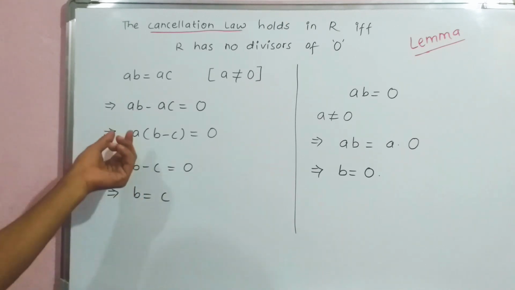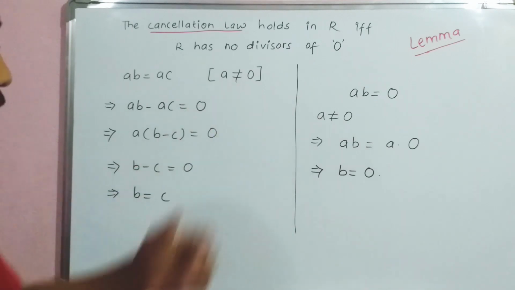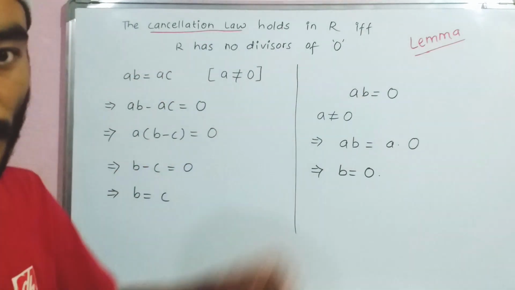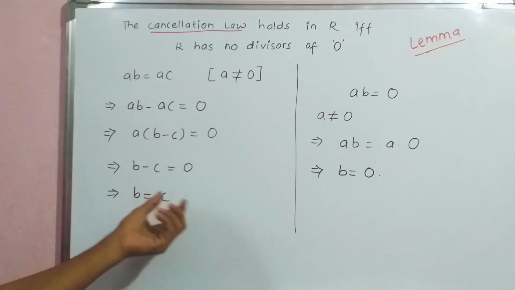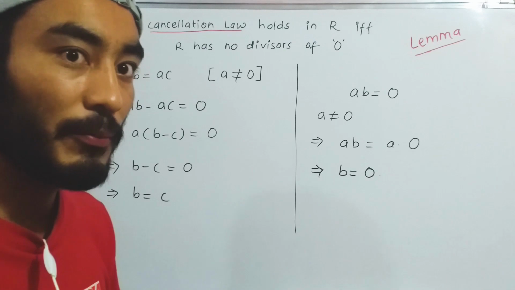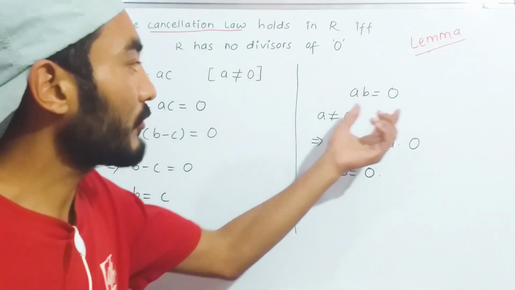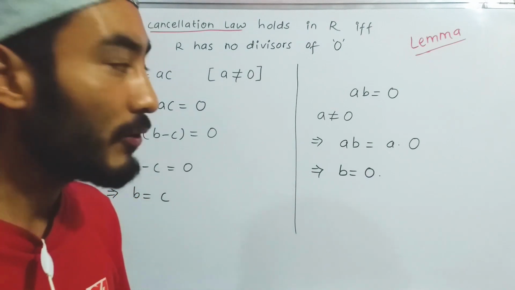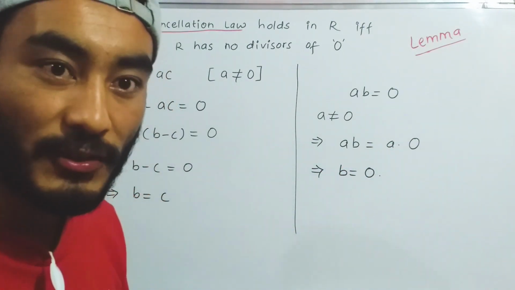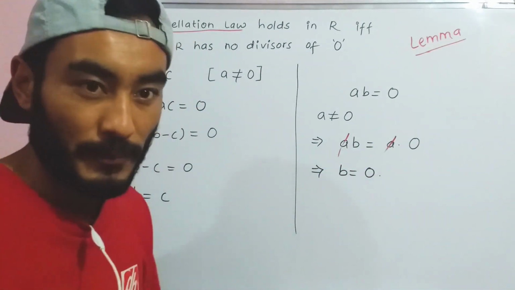That implies a times (b minus c) equals 0. Now a not equal to 0 implies b minus c equals 0 because R has no divisors of 0. This gives us b equals c, and this proves the cancellation law holds in R. Next we prove R has no divisors of 0. For that, consider the product ab equals 0. a not equal to 0 implies ab equals a times 0. Then from the cancellation law, a cancels out, and b equals 0.